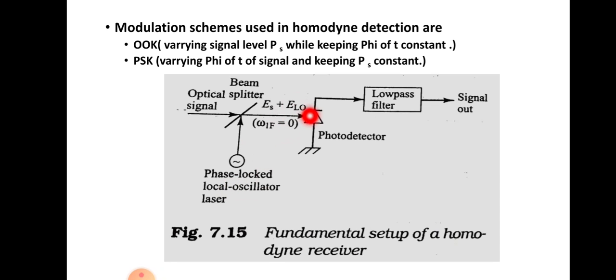And then it will be given to the photo detector, and once this optical signal is converted to a suitable electrical signal, it will be low pass filtered in order to eliminate the high frequency components.